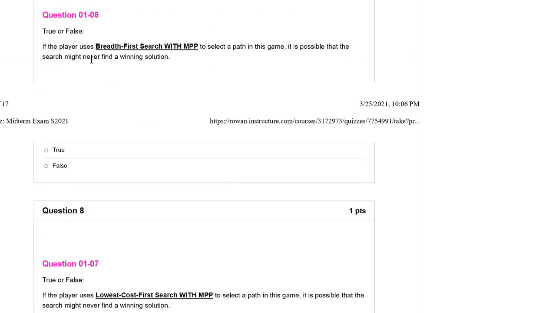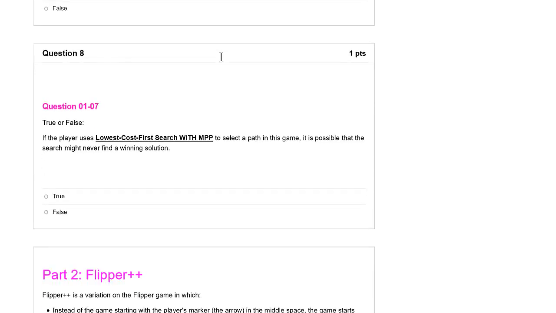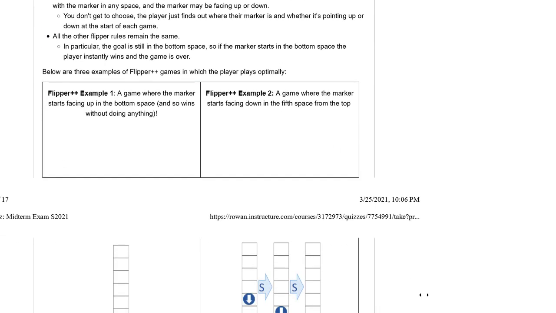It's not that breadth first search and lowest cost first search are always identical searches when you use MPP versus not. In this particular problem, they probably are. And regardless, if without MPP you can find a path, then for sure with MPP you can find a path. Okay.